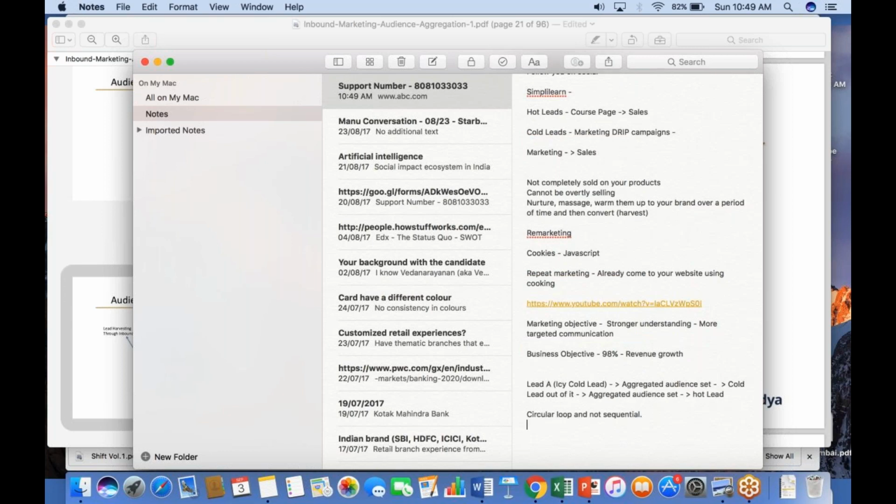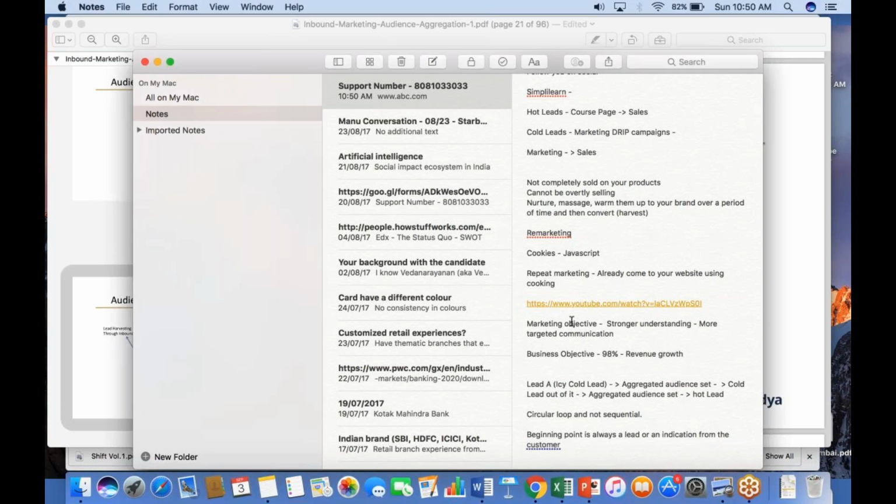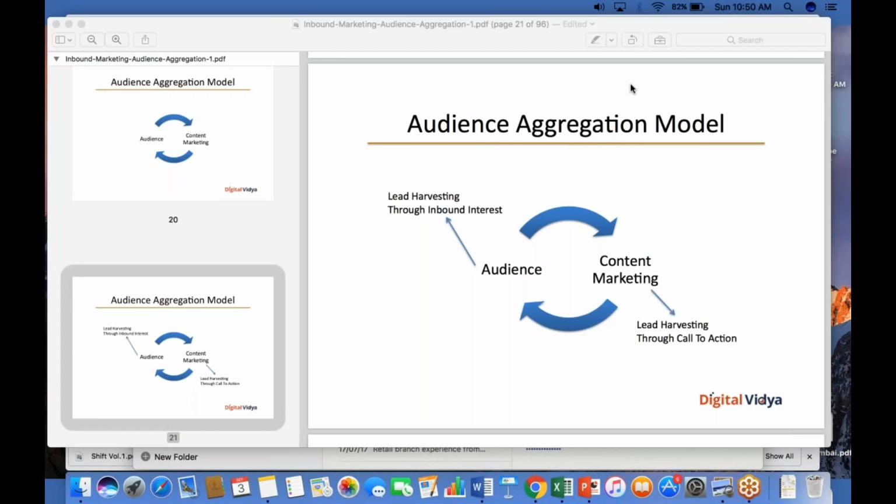But one thing you have to remember is that the beginning point is always a lead or an indication of interest from the customer, which could be maybe following you on Facebook or Twitter or LinkedIn. Does it make sense? Cool. So it is a circular loop, but it begins with lead information being captured.